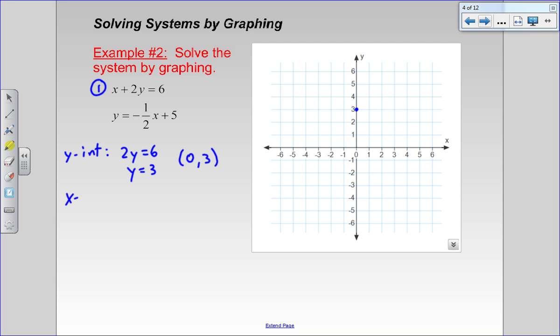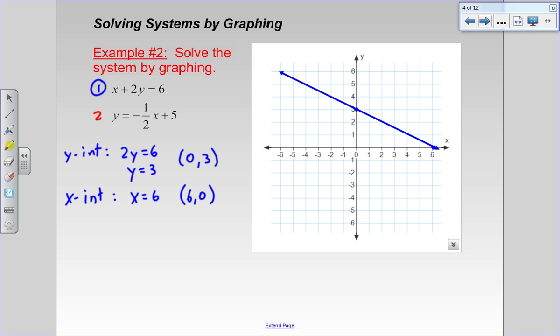The x-intercept of the equation occurs when y equals 0. So we would have x equals 6. So the point 6, 0 is our x-intercept. Connecting these points, we obtain the graph of our first equation in our system.